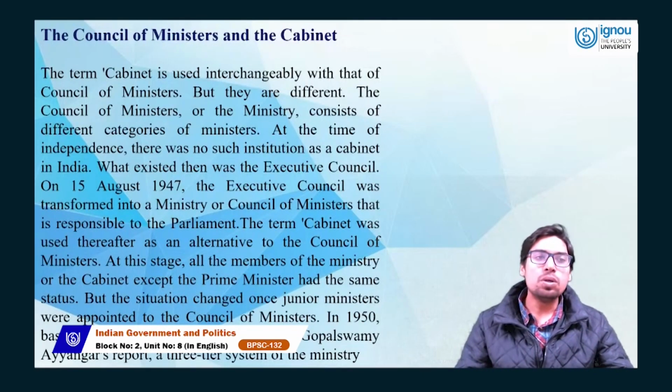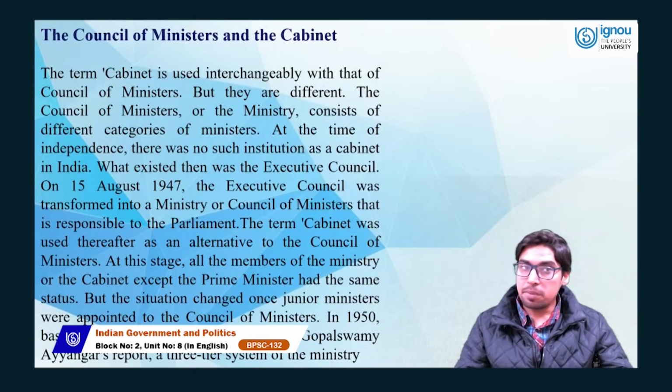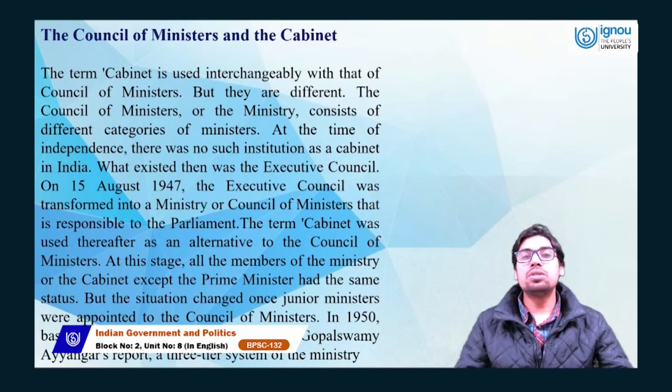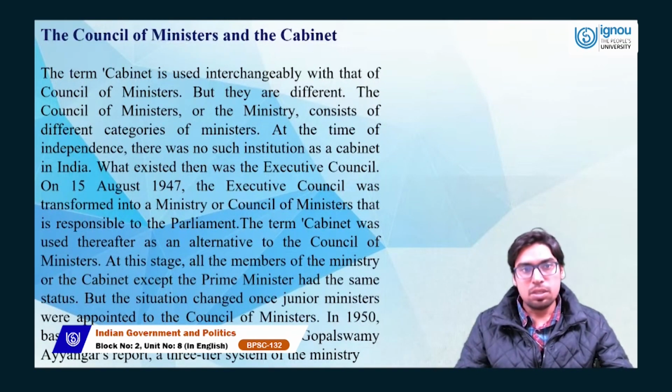Now, moving on to the Council of Ministers and the cabinet. What is the major difference between the Council of Ministers and the cabinet we discussed? The term cabinet is used interchangeably with that of Council of Ministers, but they are different. The Council of Ministers or the ministry consists of different categories of ministers.